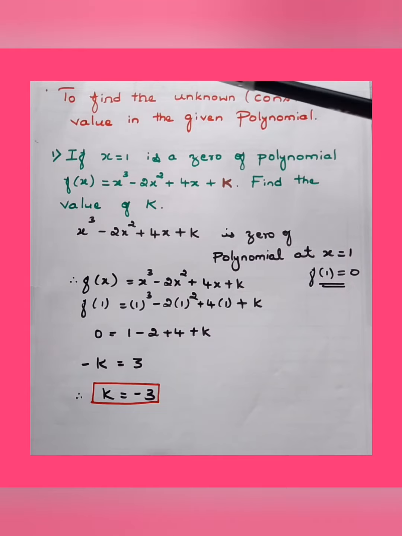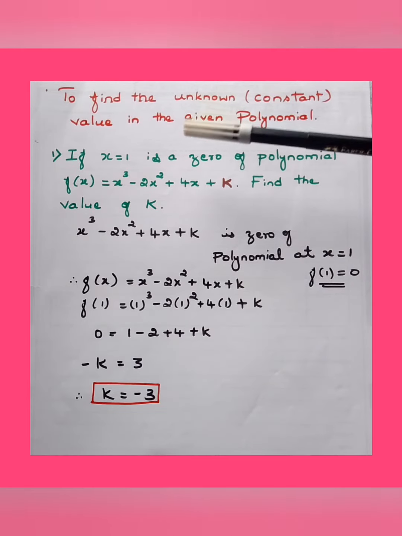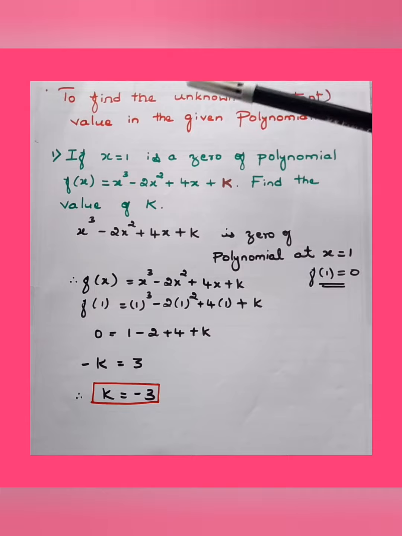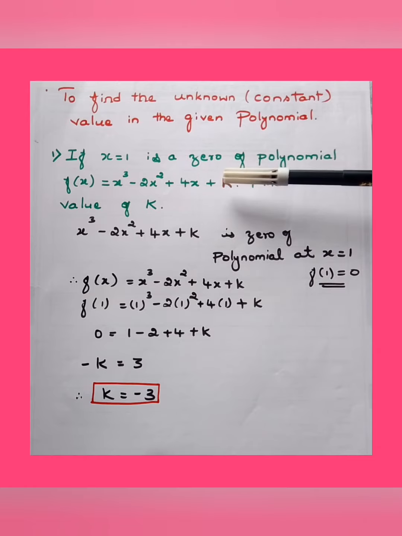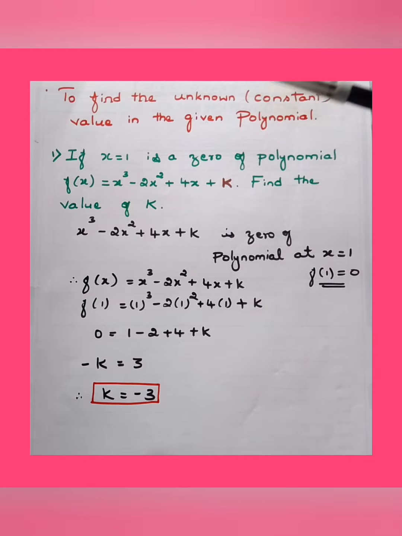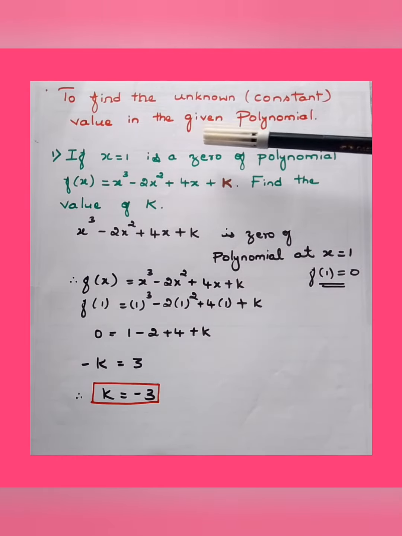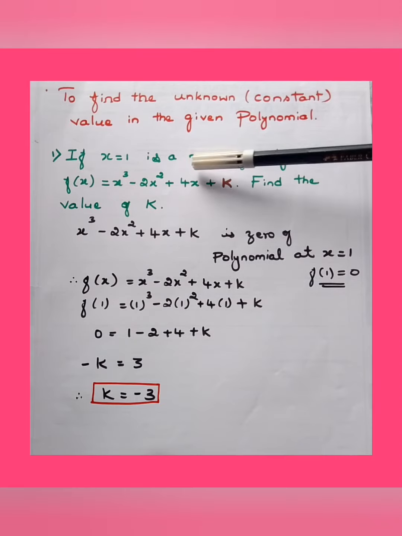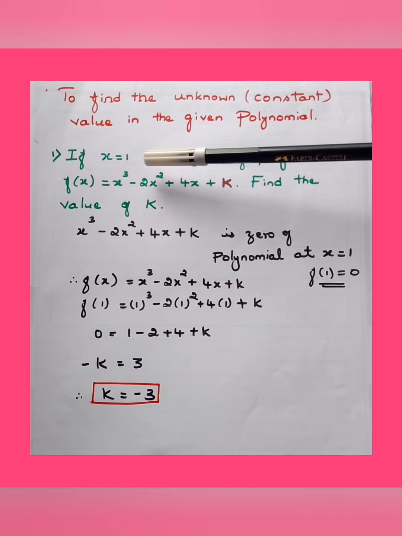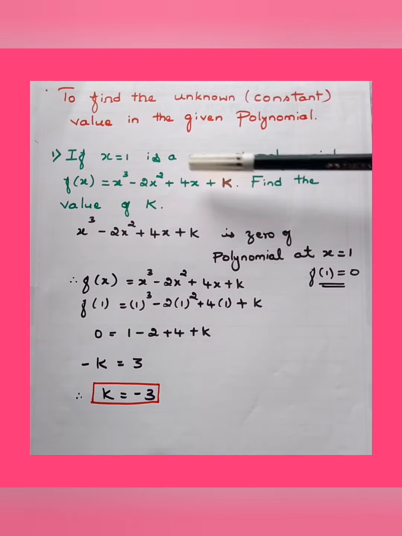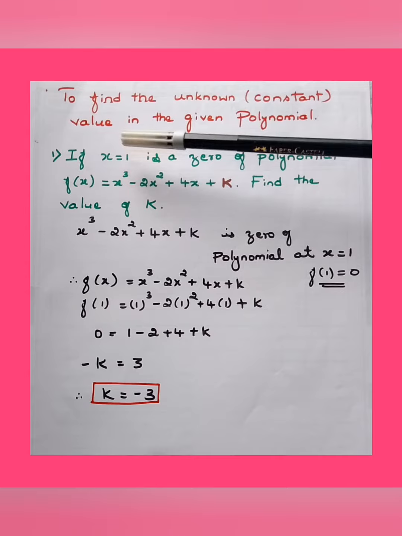Next, moving to find the unknown or the constant value in the given polynomial. In the given polynomial, except the numerical constants, there will be an alphabetical constant like k, p, s, whatever the constant is given. You need to find that value. For example, they have given the condition x is equal to 1 is a 0 of a polynomial. Therefore, we can equate the given polynomial to 0 by substituting x is equal to 1.